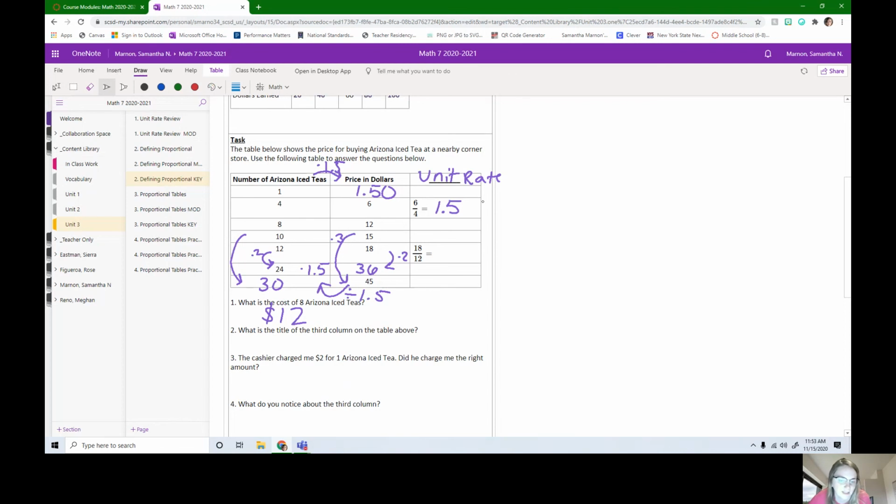So now the last thing in this table is to fill in the unit rate. If you do this for each one, so if you do 1.5 divided by 1, and you do 12 divided by 8, and 15 divided by 10, 36 divided by 24, and 45 divided by 30, all of these you get 1.5. So I'm just filling it in. So that means no matter how many we are buying, each individual Arizona iced tea costs $1.50.